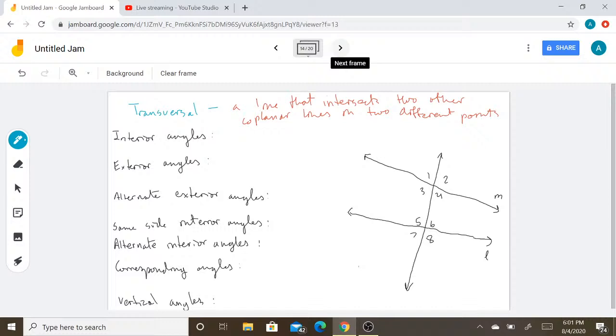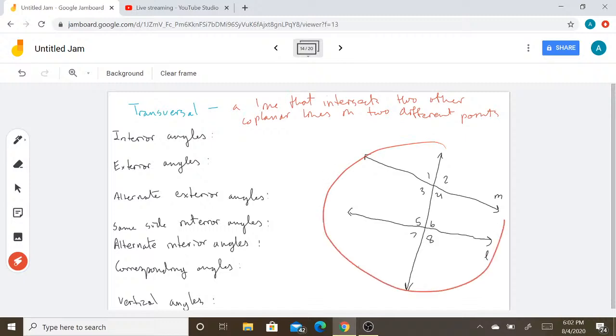We learned that a transversal is a line that intersects two other coplanar lines in two different points. So over here on the right, this figure has two lines, M and L, and this line over here is the transversal. And when two lines are cut by a transversal, it creates 8 angles that we can associate with these names over here.